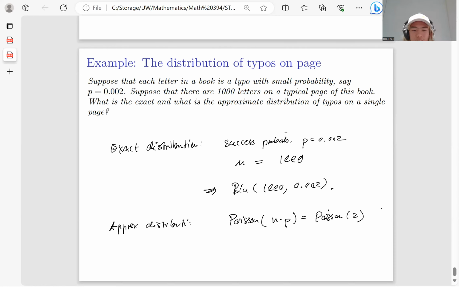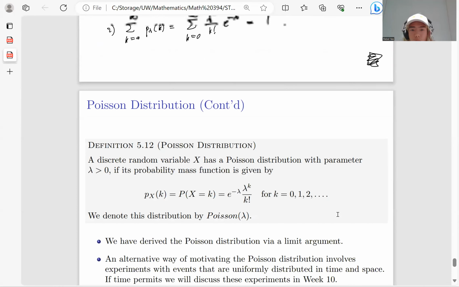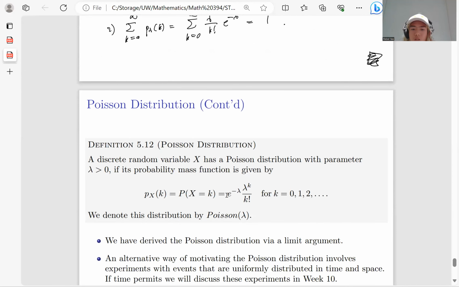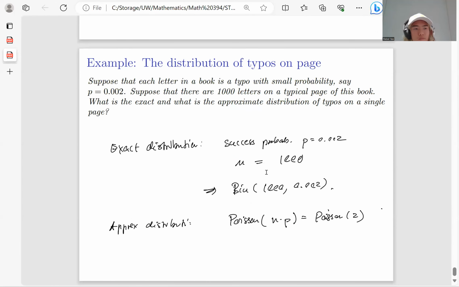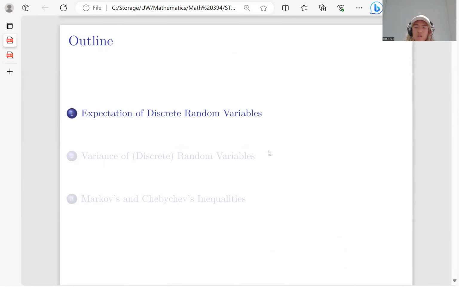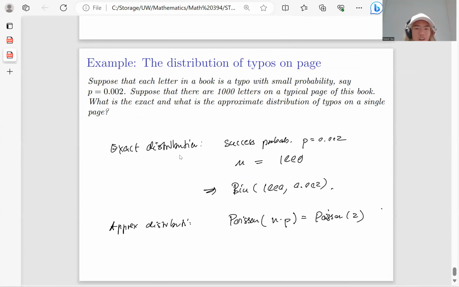So an alternative approach is to use the Poisson distribution, which is an approximation. And in this case, we can easily calculate it because we know lambda is n times p, and that is equal to 2. So Poisson with lambda 2, by plugging k equal to 2 into this formula, we can get a nice result easily this way. Okay.